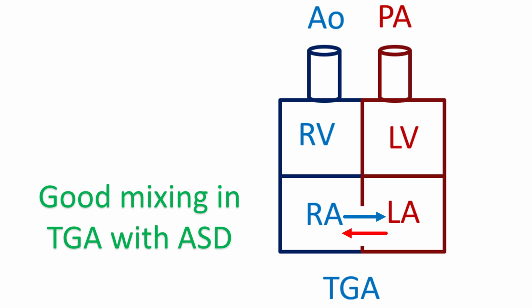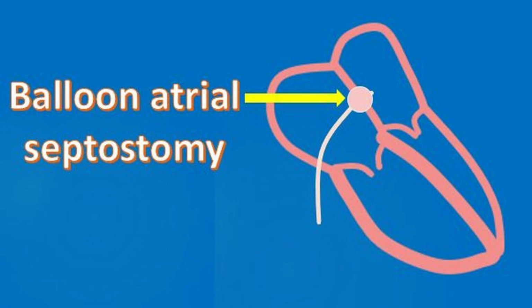So, survival is impossible unless there is good mixing by a congenital defect which permits mixing of pulmonary and systemic venous returns. Best form of mixing can occur if there is an atrial septal defect. In those with poor mixing, an opening is created in the atrial septum in neonatal period by a procedure known as balloon atrial septostomy to improve systemic oxygen saturation and thereby survival.